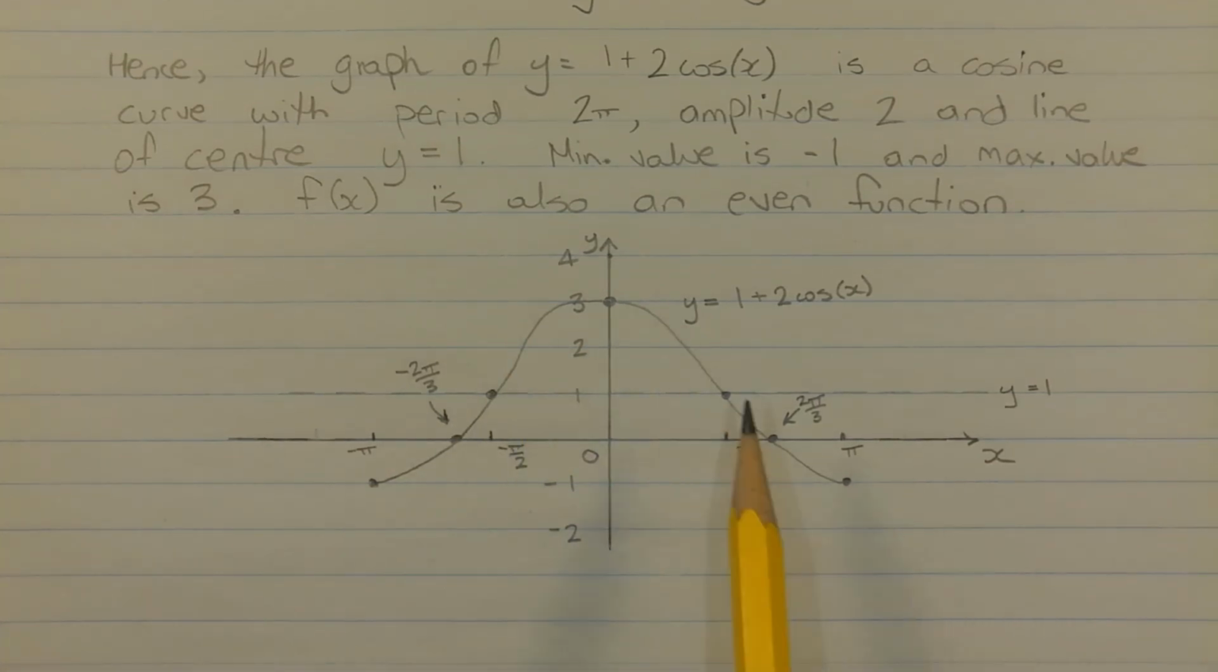Here is a sketch of the graph of y equals 1 plus 2 cos x. Note the maximum value of 3 here and the minimum values of negative 1 occurring here and here. Note the points where the graph crosses the x-axis. We've shown previously that the graph crosses the x-axis at 2 pi over 3, and because it's an even function, it also crosses the x-axis at x equals negative 2 pi over 3.